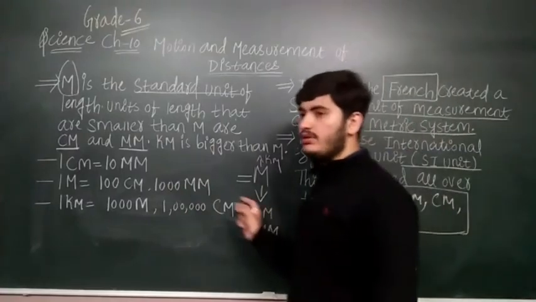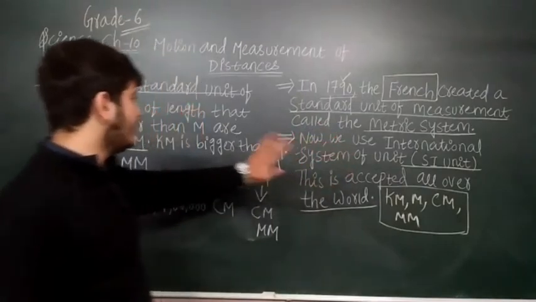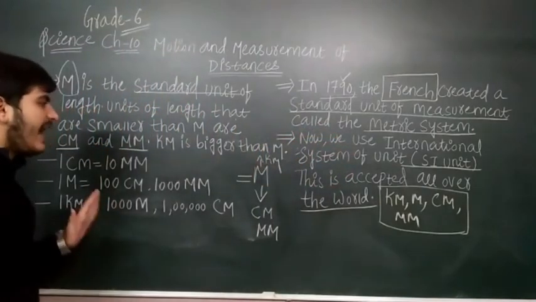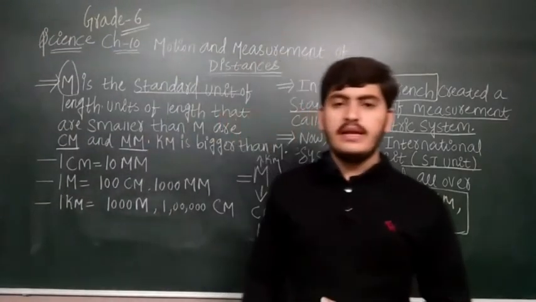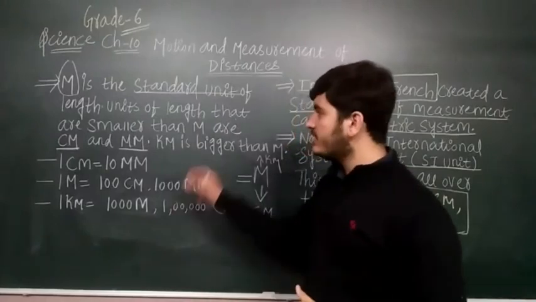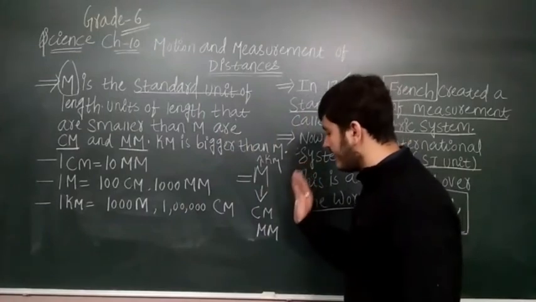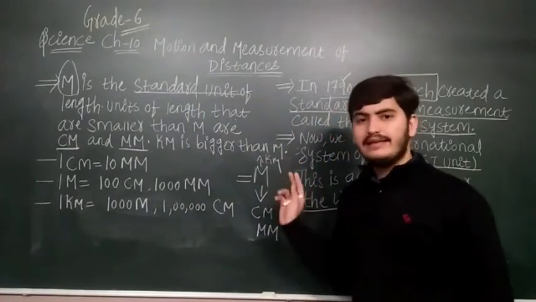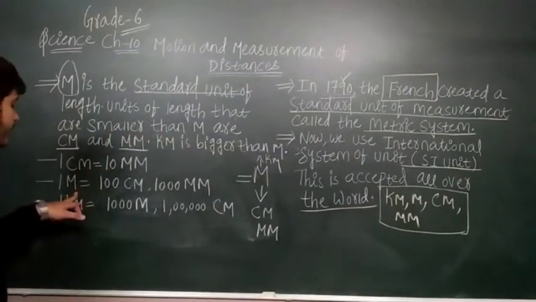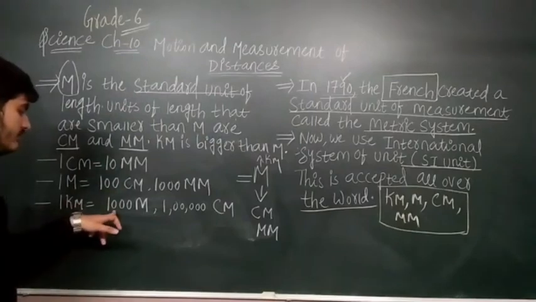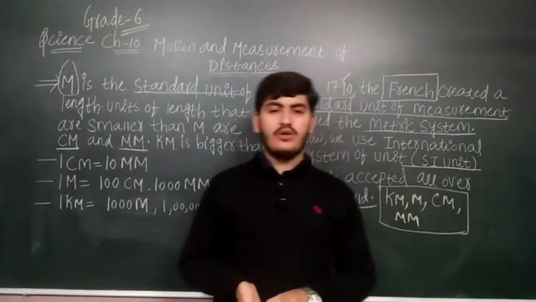So I hope you understood how the French created this unit of measurement called the metric system, and it is very helpful in our day-to-day life to measure anything, to measure the distance between any two places. Again, meter is the standard unit of length; smaller than meter are centimeter and millimeter, bigger than meter is kilometer. And these are the relations. I hope you understood this chapter, motion and measurement of distance.